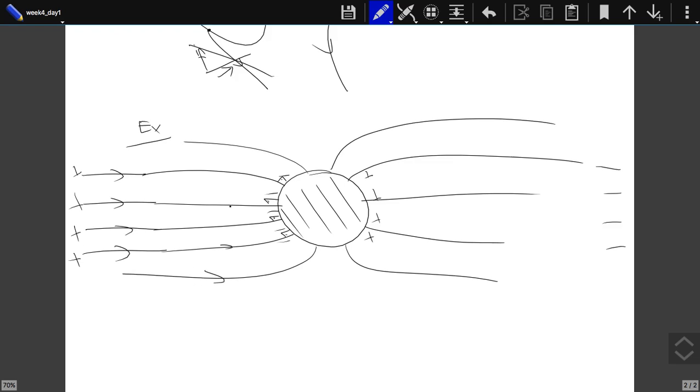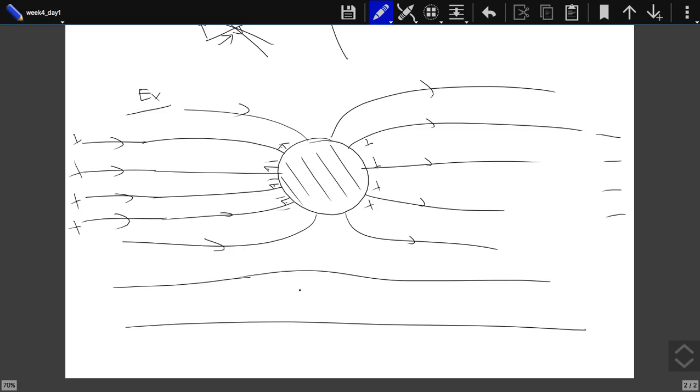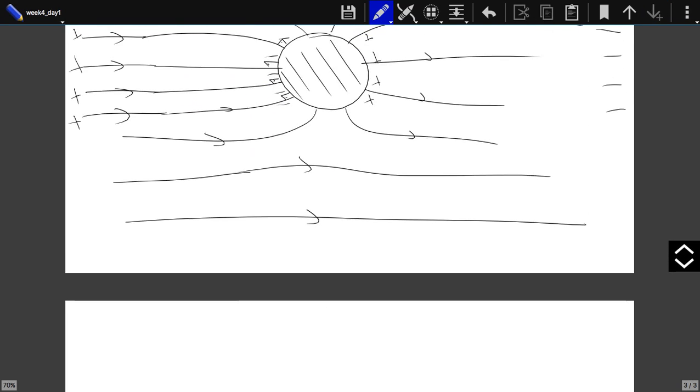Far away, it is still uniform. On the surface, it is perpendicular to the conductor we have. This will be the shape of the electric field lines. And of course, if you are sufficiently far away from the conductor, it will be slightly deformed and eventually become uniform. So this will be the electric field lines created by a uniform electric field.